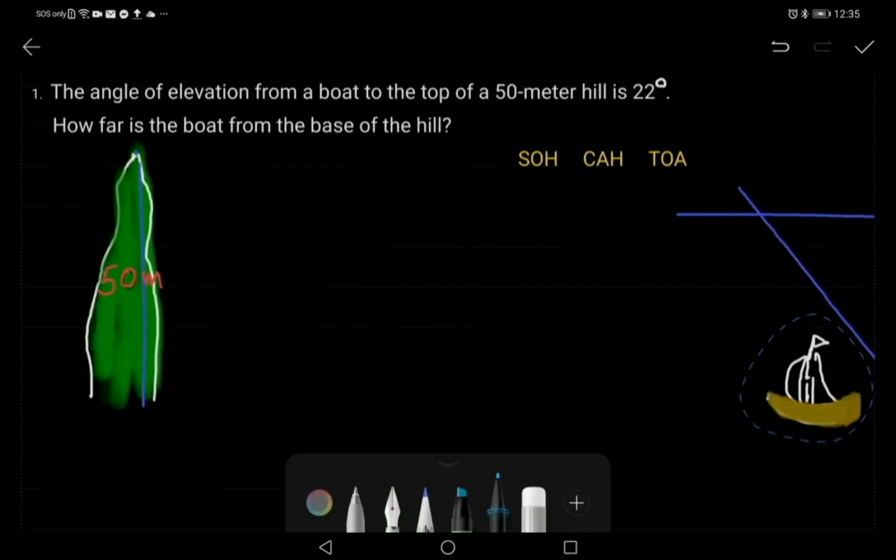Okay, we will solve problem number 1. The angle of elevation from a boat to the top of a 50-meter hill is 22 degrees. How far is the boat from the base of the hill? So we have here some figures. The hill is 50 meters high and there is a boat running near the hill.